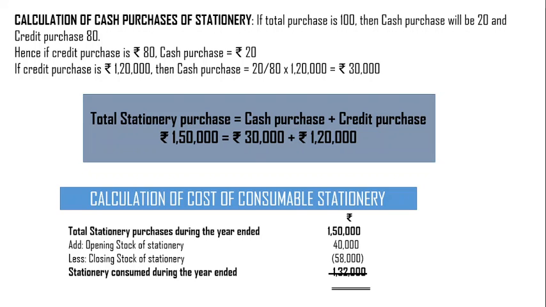So this way, this topic is over. We learned to calculate how much of the goods were consumed during the year. The actual expense of a particular item is calculated, which is supposed to be debited to income and expenditure account.